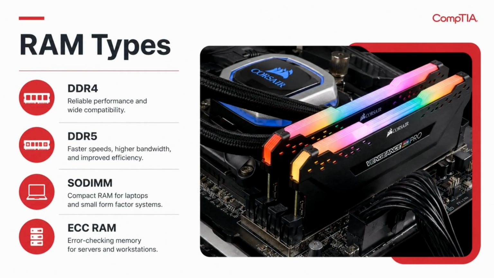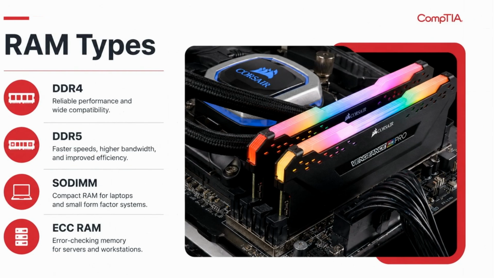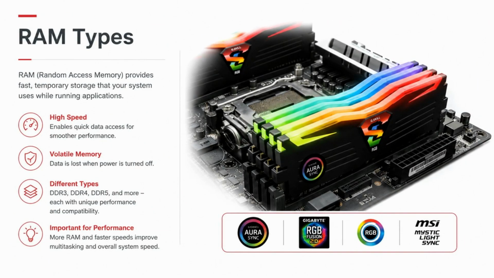Let's examine the different physical forms of memory modules. We have standards like DDR4 and the faster, more efficient DDR5. We also have compact forms like SODIMM, designed for laptops, and specialized modules like ECC RAM for mission-critical workstations and servers. Random access memory provides fast, temporary storage for running applications.